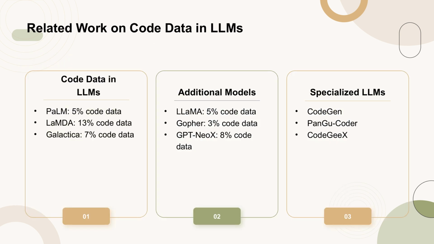In the context of large language models, LLMs, it is now common practice to include code data for pre-training. For instance, PaLM incorporates 5% code data in its pre-training dataset. Similarly, LaMDA uses 13% code data, while Galactica includes 7% code data. Other models like Llama, Gopher, and GPT-NeoX have code data ratios of 5%, 3%, and 8%, respectively. Additionally, there are specialized LLMs designed specifically for generating code, such as CodeGen, PanGu-Coder, and CodeGeeX.